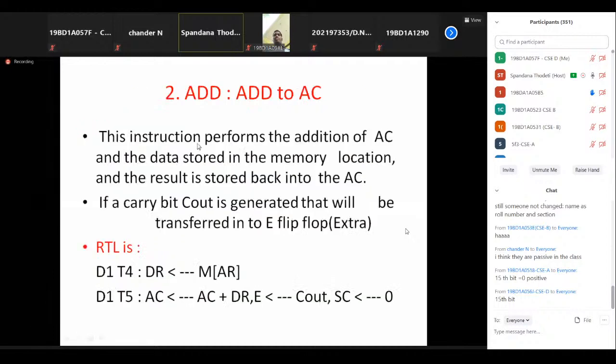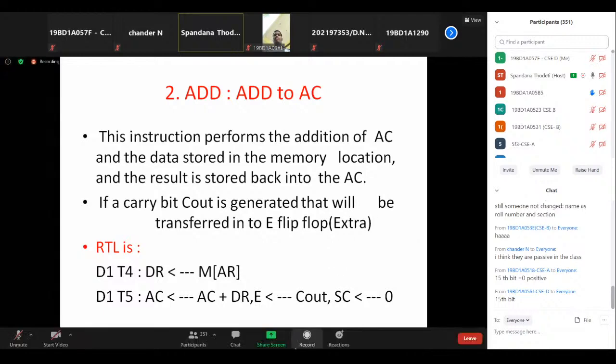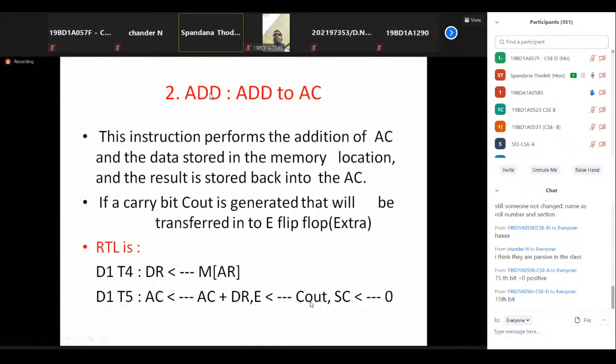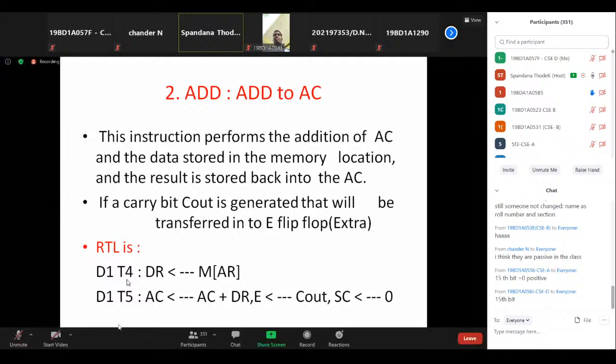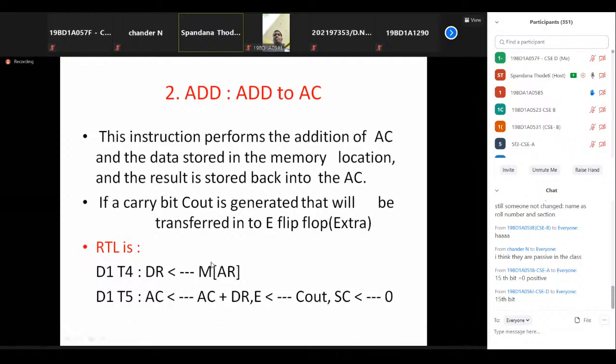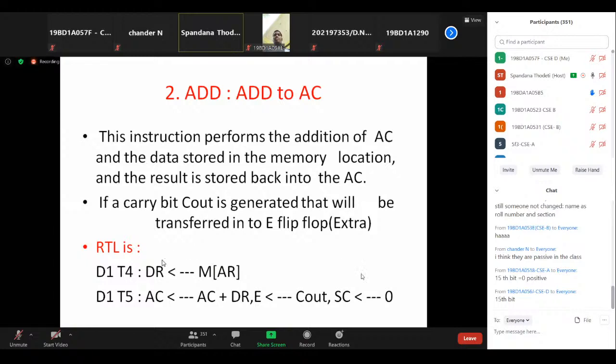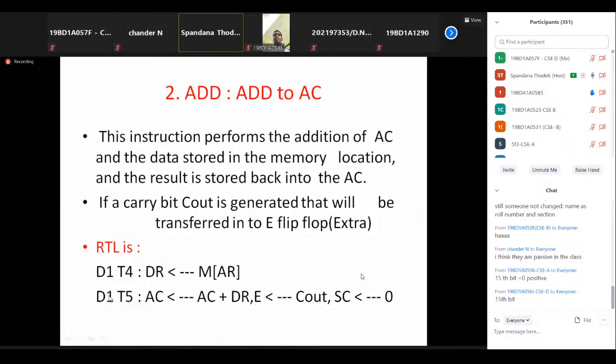Now, if the opcode values are 0, 0, 1, the corresponding decimal value is 1. So the line connected to the first line of the decoder is D1. For D1, the add operation is executed at the T4 clock cycle. So place the content of the memory into the data register. Now in the next clock cycle, you can apply the addition operation on AC and DR. Place the result back into the accumulator.